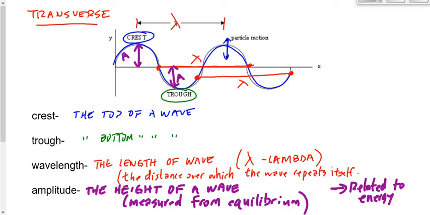In fact, if the wave is double the size, it carries about 4 times the amount of energy. If it's 4 times the size, it carries about 16 times the amount of energy. So it's not a linear relationship. As the amplitude doubles, the energy doesn't double. Okay, as the amplitude doubles, the energy quadruples. But it is related. All right?